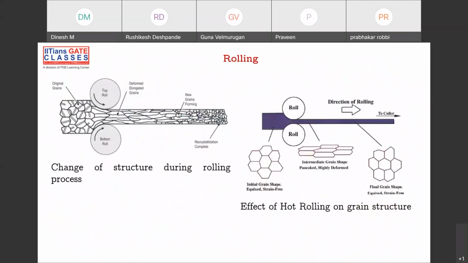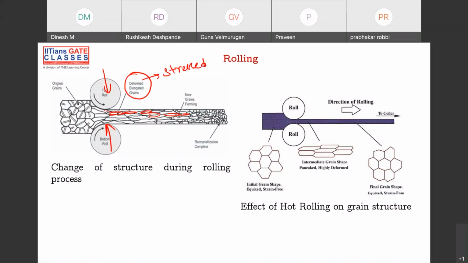The diagram I'll show you. Yeah, this one. See here. So this is a rolling operation. You're trying to apply some force load here like this, and grain structures are formed like this. And as you keep on moving, these are deformed, elongated grains, and it means that these are stressed. These are stressed grains.